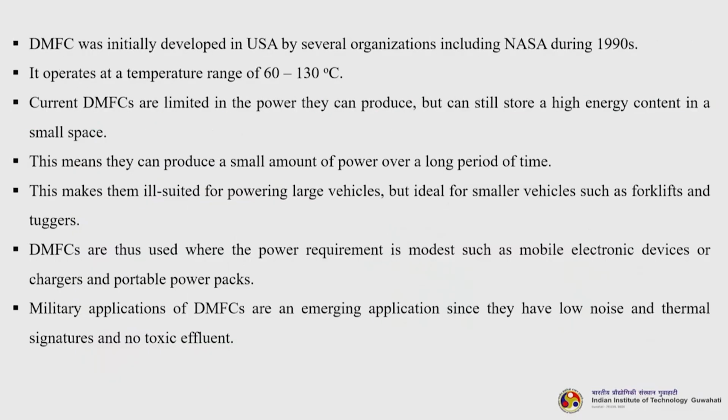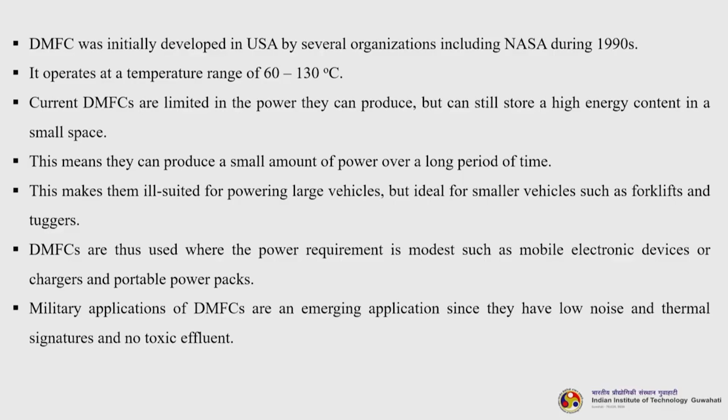Now, DMFC was initially developed in the United States by several organizations including NASA during the 1990s. It operates at a temperature range of 60 to 130 degrees centigrade. Current DMFCs are limited in the power they can produce, basically they produce a small amount of power, but they can still store a high energy content in a small space. That is the beauty of DMFCs. This means that they can produce a small amount of power over a long period of time, sustainability.